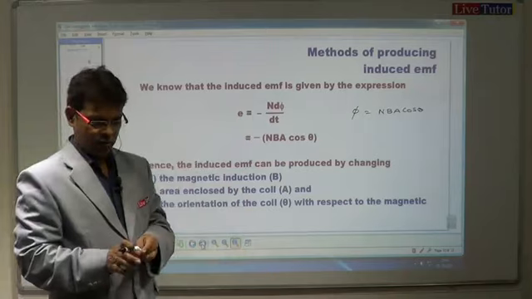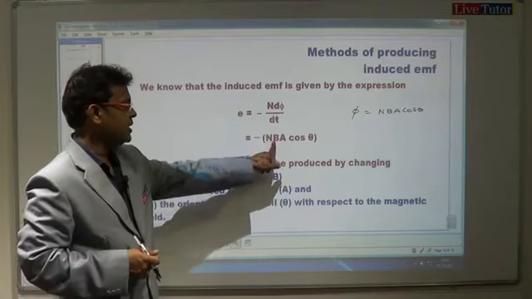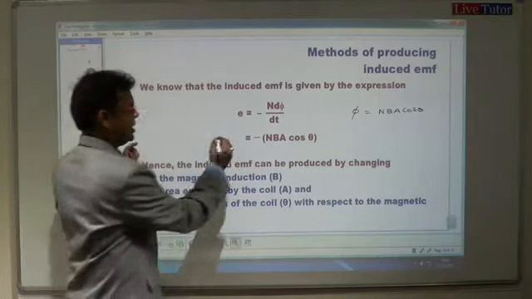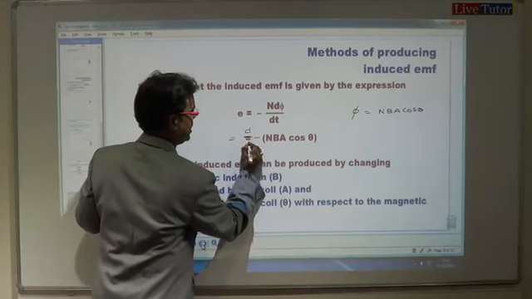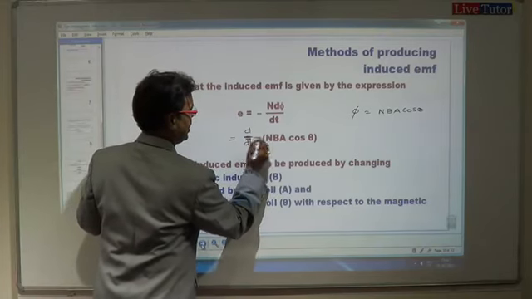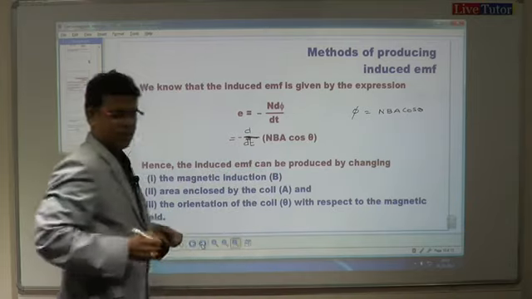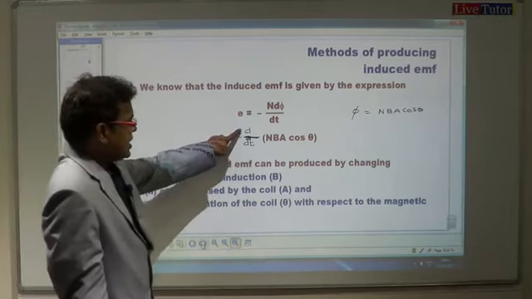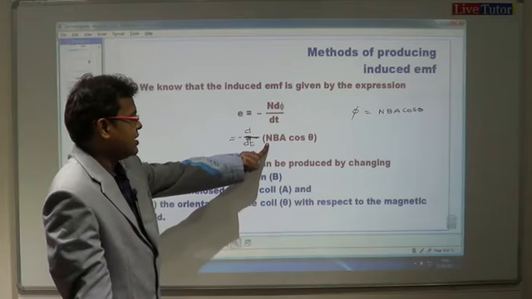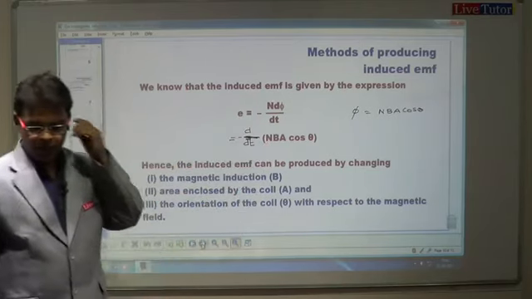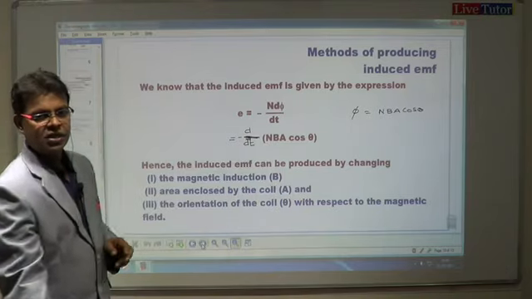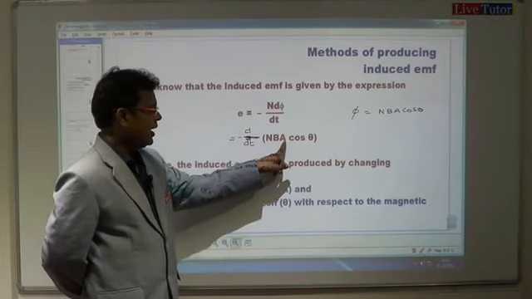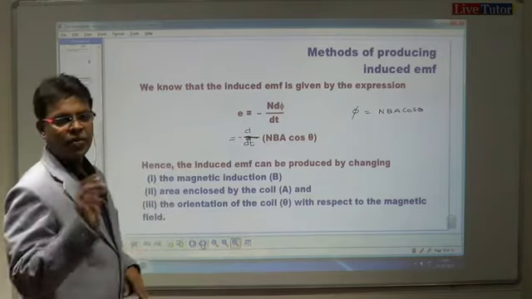So this E will be equal to minus d phi by dt, where it is nothing but minus d by dt of NBA cos theta. The minus அப்படியே இருக்கும். Okay? அப்போ d by dt ன்றதுல என்ன பண்ணலாம்? இதுல n வந்து சேஞ்ச் பண்ண முடியாது. ஏன்னா it is a constant. அதனால n வெளியில எடுத்தா என்ன ஆகும்? You can take this as a number of turns. So we need not worry about it. So what can be changed now? It can be B or it can be A or it can be theta. இந்த மூணு விஷயம் தான் இங்க ரொம்ப important.